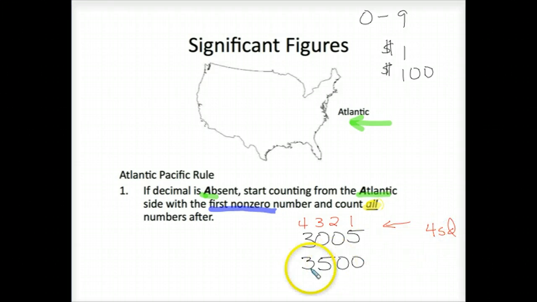Now, if we look at the number below it, same thing applies. I have no decimal, it's absent. I'm going to start from the Atlantic side.